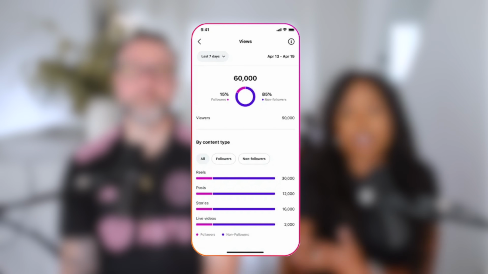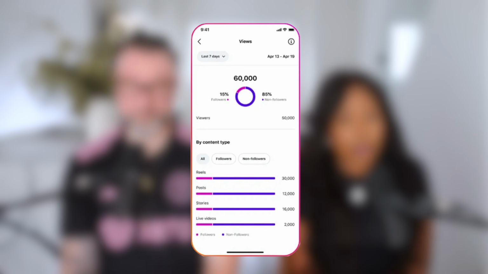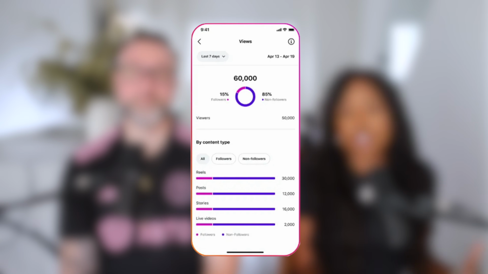And then of course, you can see the number of followers versus non-followers, which lets you know if your content is reaching new people, which is very important for growth. The more new people you reach, the more opportunities you have to convert new followers.